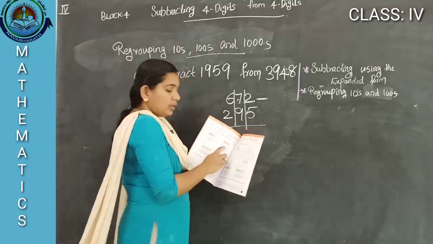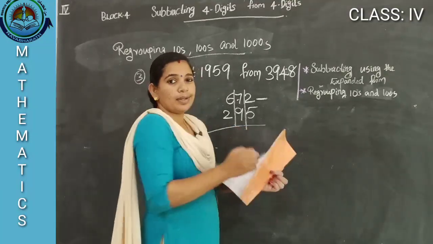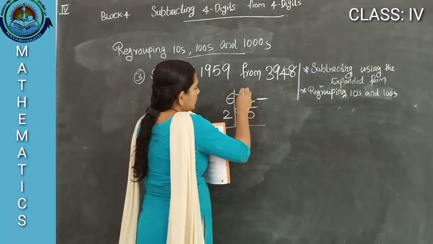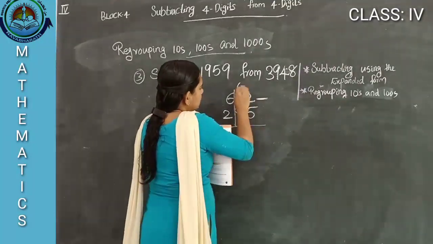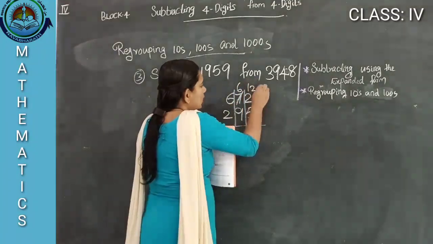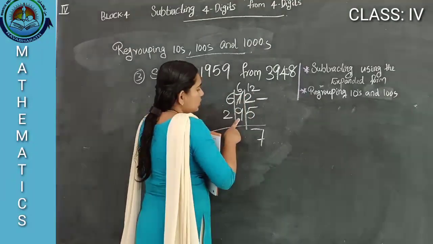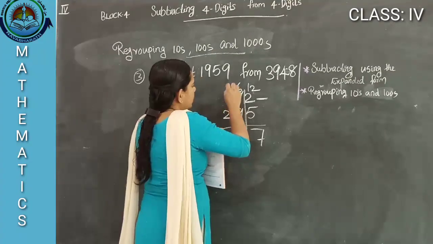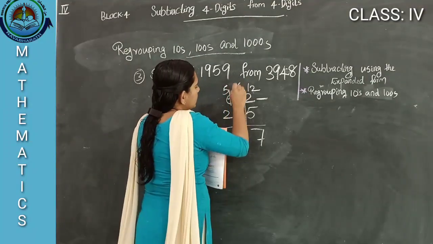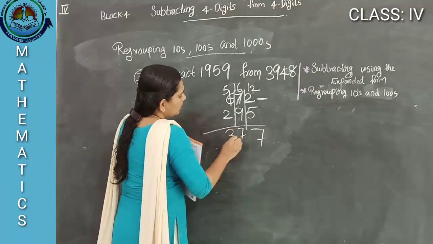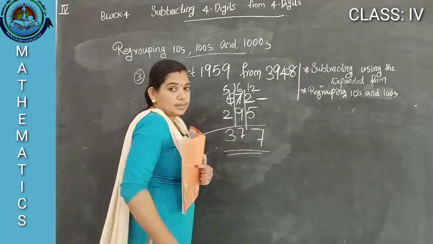Okay, here they are writing, draw the columns, you write the digits there. 2 minus 5 is not possible, so we are taking 1 from here. This 7 becomes 6, this 2 becomes 12. 12 minus 5, 7. 6 minus 9 also not possible. We are taking 1 from here. This 6 becomes 5, 16, here 7. 5 minus 2, 3. So this is the answer.